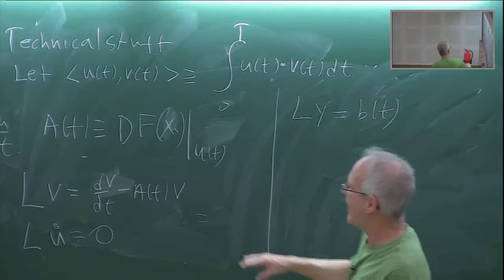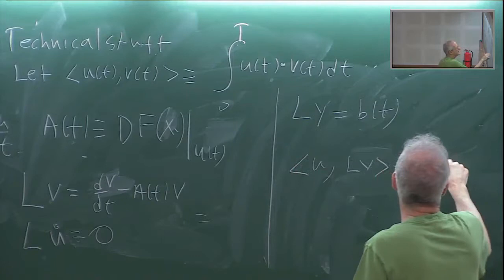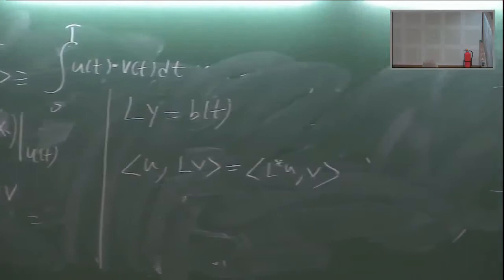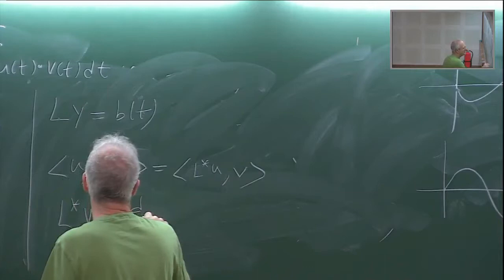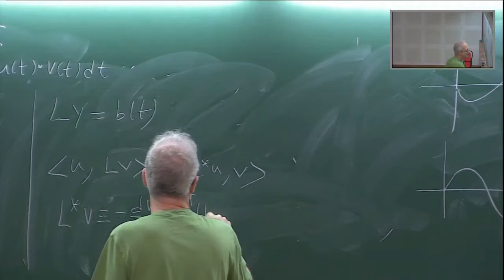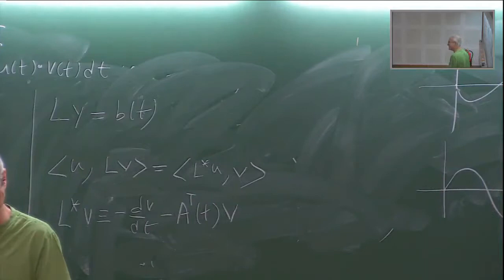So the adjoint operator is defined, remember, by <u, Lv> = <L*u, v>, right? Well, L* turns out to be L*v = -dv/dt - A^T(t) v. And you can show this by using this inner product and using integration by parts.